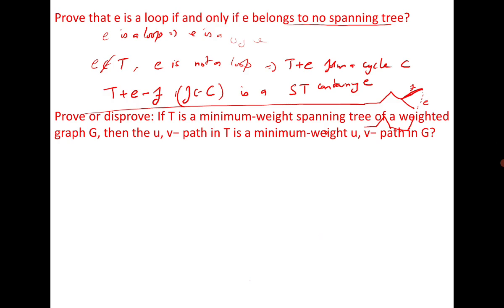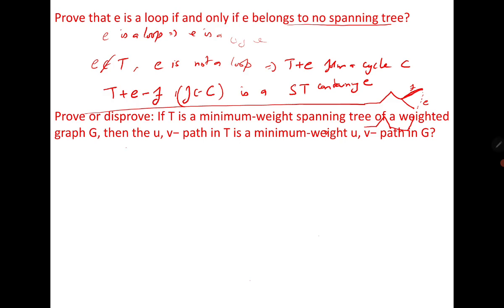Prove or disprove: if T is a minimum weight spanning tree of a weighted graph G, then the UV path in T is a minimum weight UV path. So in graph G there are two vertices U and V. You found a minimum weight path between U and V, but if you find a minimum weight spanning tree and see a path between U and V, they must be the same or must not be the same. We have to prove or disprove. To prove, it needs to be proved for all possible cases. To disprove, we need to come up with a counter example.